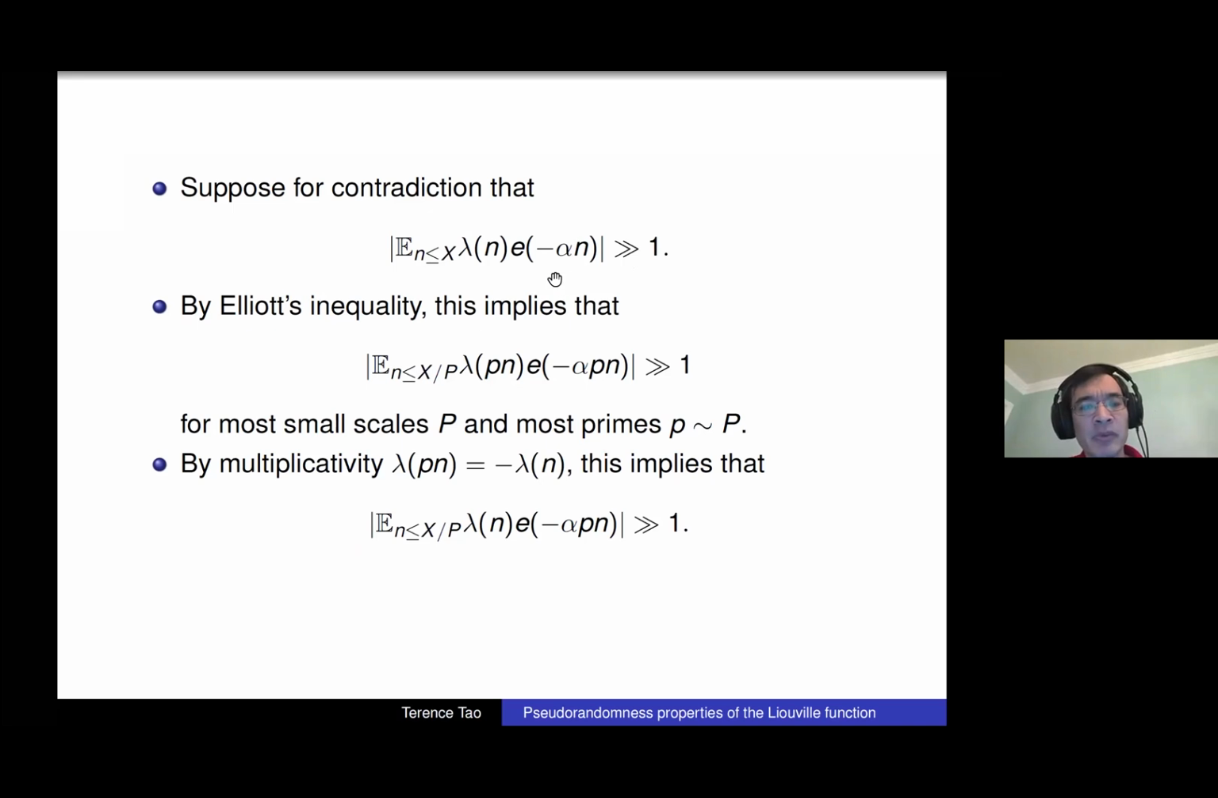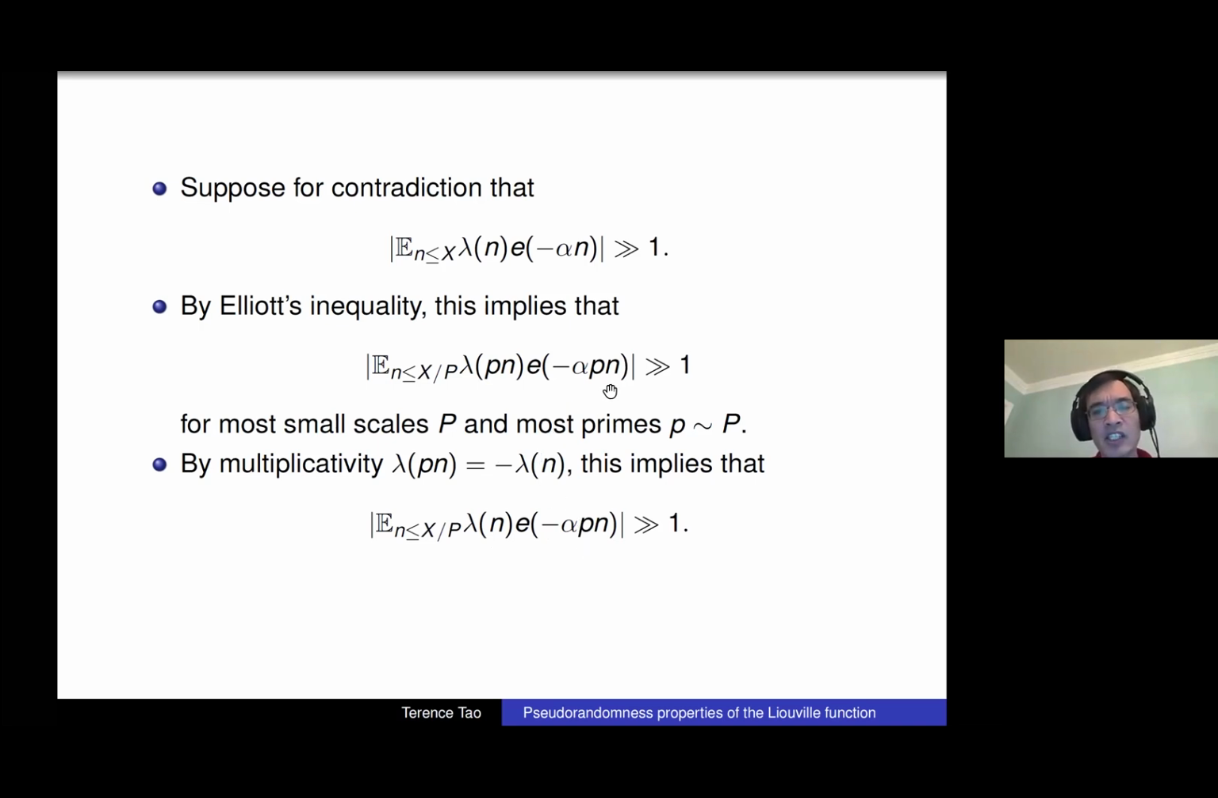Then we can use Elliott's inequality, so we can rescale. We scale by any prime p, and so for most primes p, let's say primes p close to some scale capital P, for most scales capital P and most primes at that scale, we can dilate, use Elliott's inequality to change variables n to pn, and so this should be large as well. But lambda of pn by the defining property of the Liouville function is just minus lambda of n, and I've got absolute values here. So this tells us that at this slightly smaller scale, x over p, the Fourier coefficient of lambda at alpha p is also large.